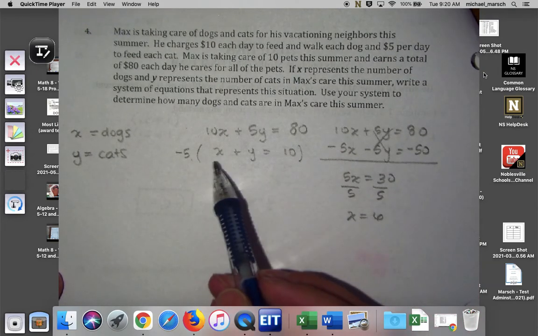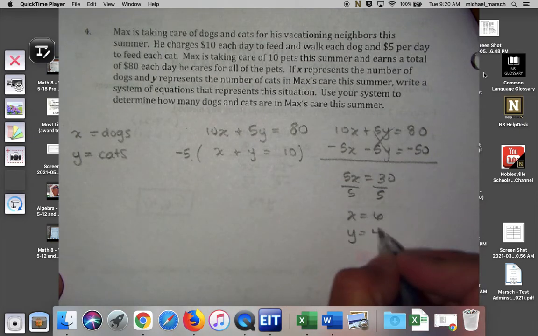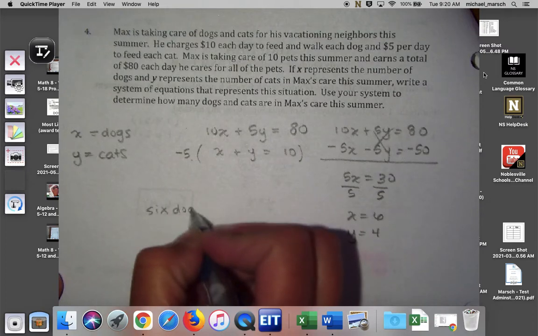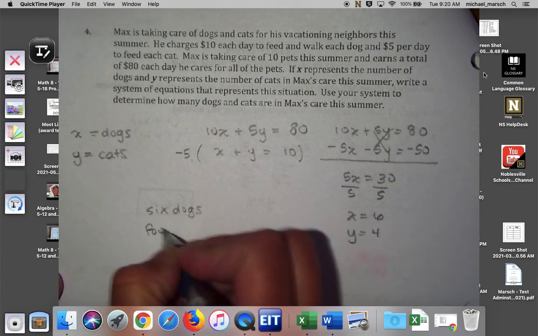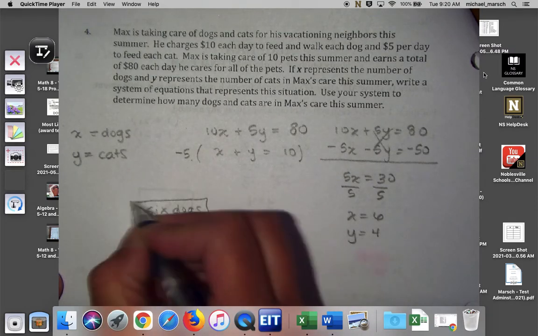I know when I add them together, I get 10 total pets. So Y has to be 4. So my answer would be 6 dogs, 4 cats. That's what that ordered pair represents in this scenario.